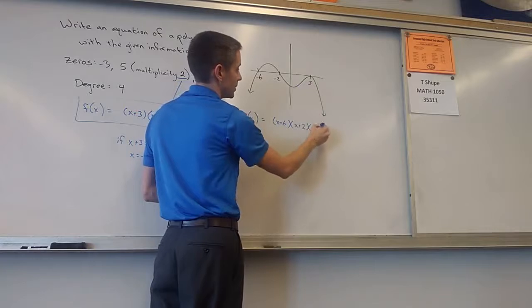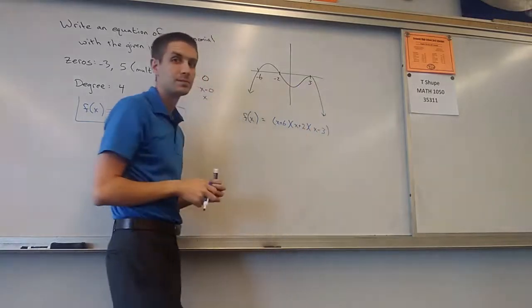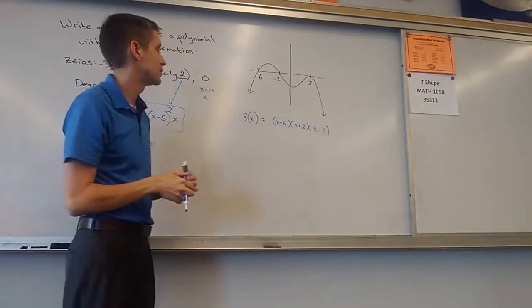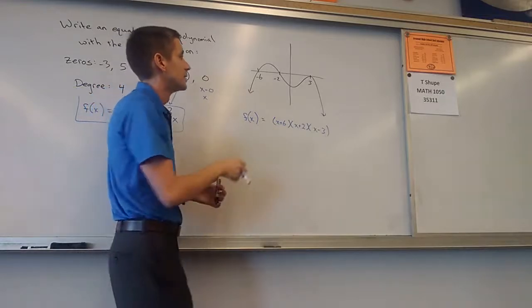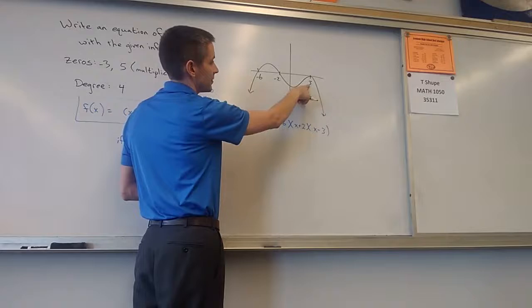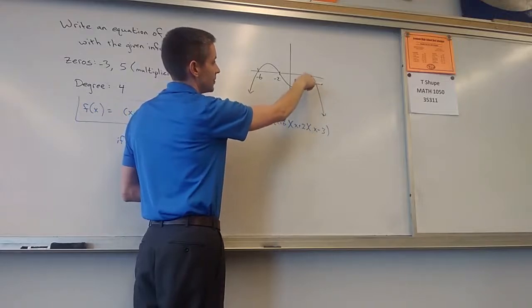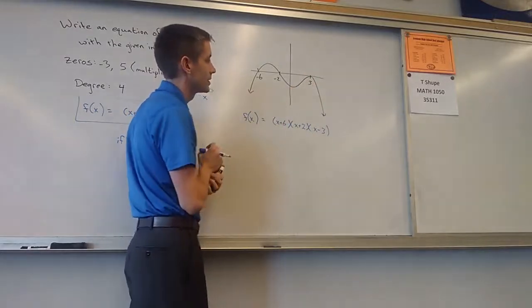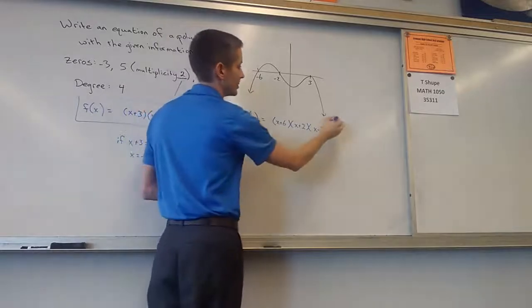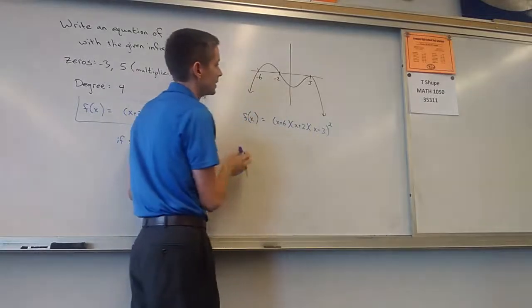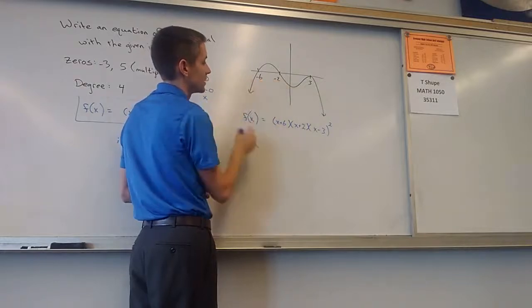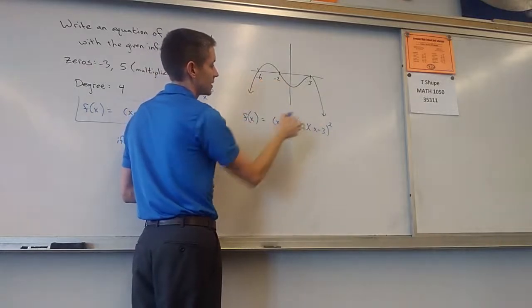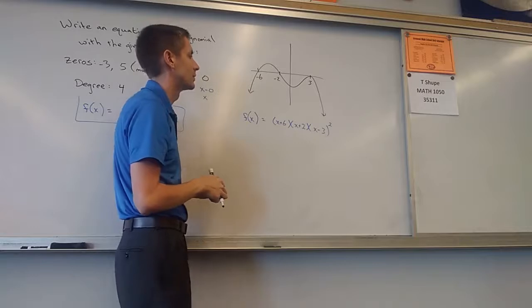Now I need to be able to match what's happening at those intercepts. So at the +3, I know it has to be an even power on that term because it's not crossing over. So I'm going to put a 2 there. But at each one of these here, the -2 and the -6, I can leave those as odd exponents because we're crossing through.